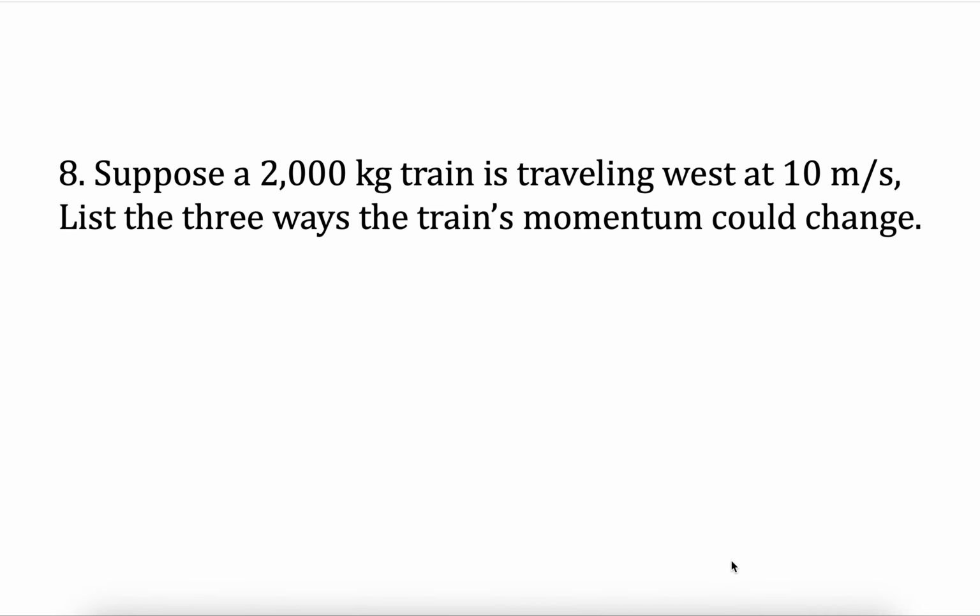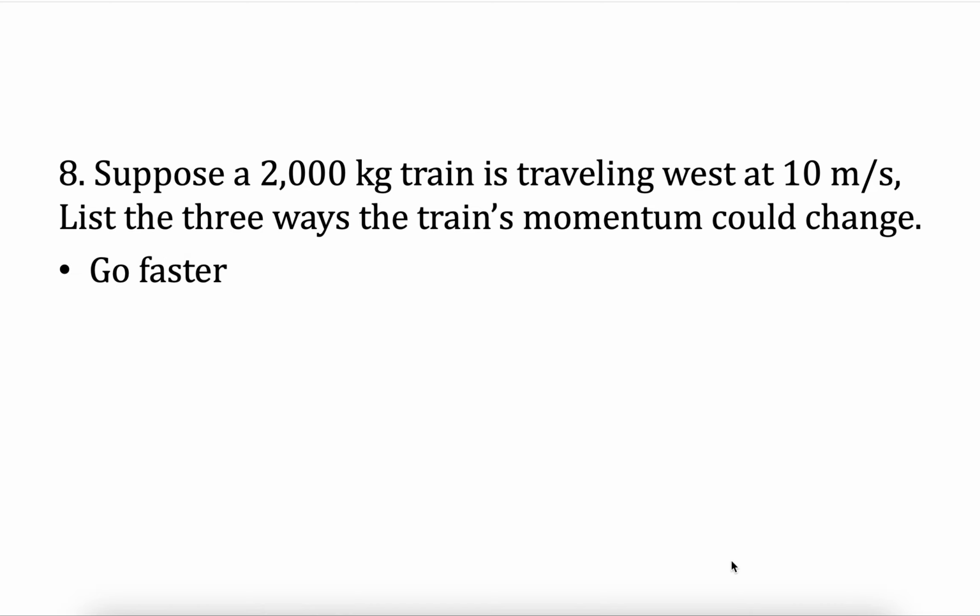All right, so let's see, 8 here. Suppose a 2,000 kilogram train is traveling west at 10 meters per second. List the 3 ways the train's momentum could change. So by yourself or with a partner, see if you can come up with all 3 of these. One of them is not change the mass, and we'll go into that more a little bit later when we're specifically talking about systems. But changing the mass isn't really going to be an option here. So come up with those 3 ways, then unpause the video. All right, let's see if you did it.